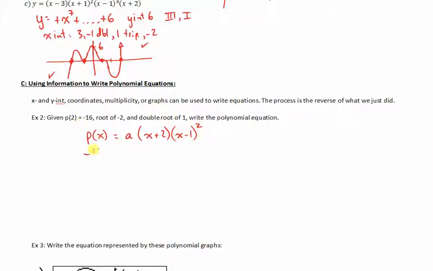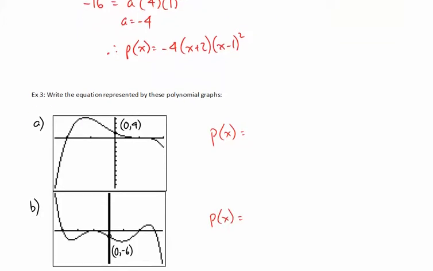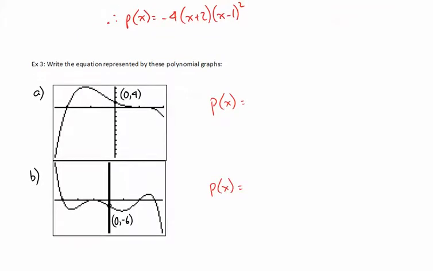Now I substitute -16 for the range value. I substitute 2 for the domain value. This leads to a as -4, and therefore p of x equals -4 (x plus 2)(x minus 1) squared. And a couple of examples from graphs. Pause, try these out, and see how you do.